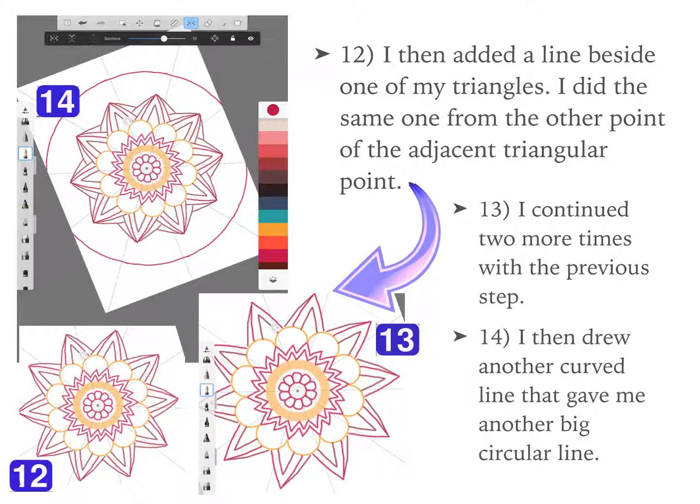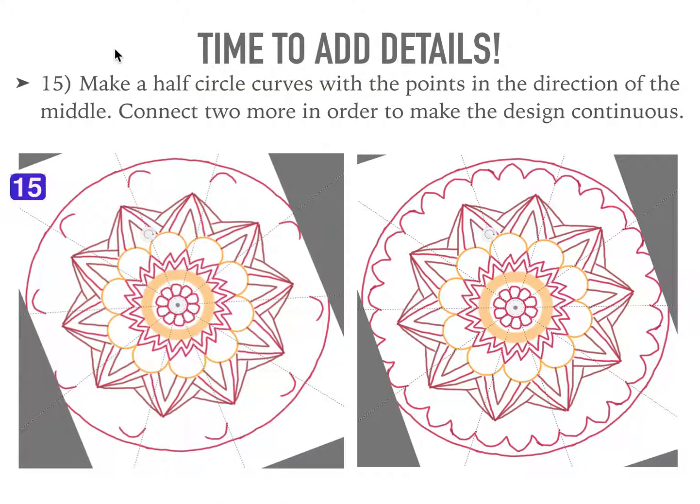I then decided that I wanted my design to end probably about here, so I made a circular pattern on the outside. There's other ways to end your design, but this is how I did it today. But again, it's really fun to be creative, so try new ways. Alright, time to add details. This is one of my favorite parts.